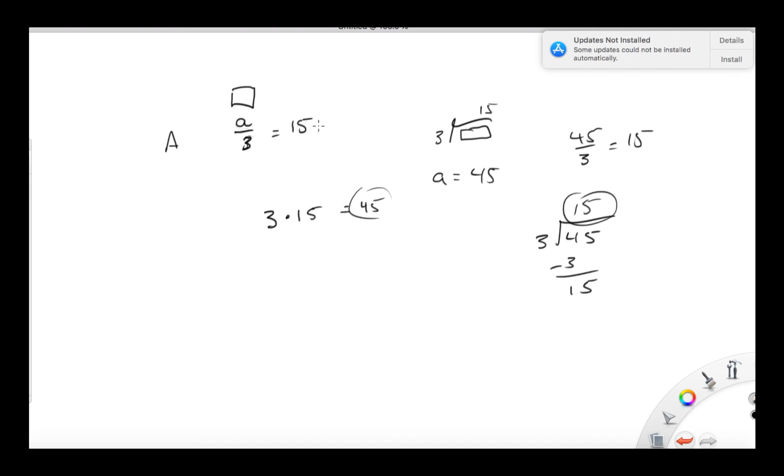There it is. All right, so it looks a little bit weird, but we can still solve for A. What if it's on the bottom? Okay, B shows you 64 over A, I think they call that B, let's call it B, equals 4.